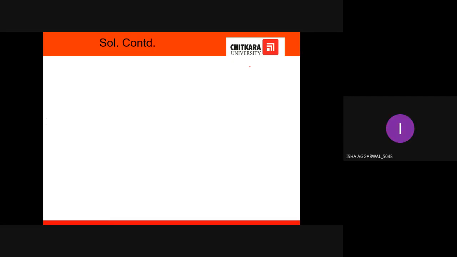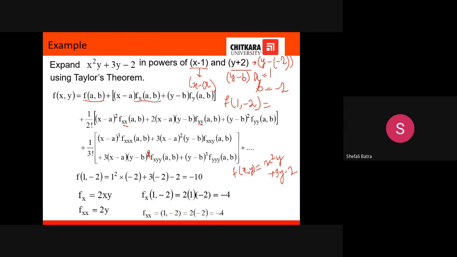It is minus 4. We took the derivative of fx again with respect to x, so it is 2y, and y is what? Minus 2. So 2 into minus 2 that is minus 4. Right?